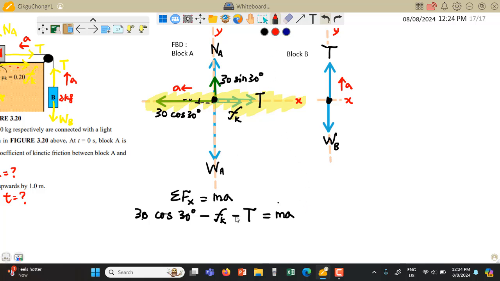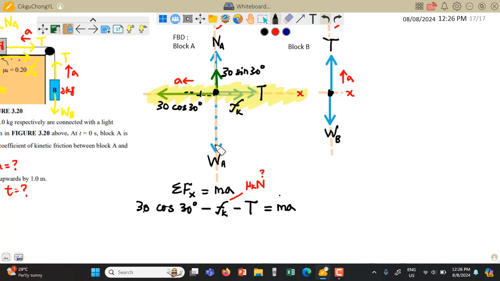Alright, so Fk is mu Kn, and the value of mu is already given in the question. Anyhow, we don't know the normal force acting on block A. So in order to solve this question, we need to determine the normal reaction force acting on block A. The normal reaction force is along the y-axis, so we write Newton's equation for the y-axis. But for the y-axis, there will be no motion, so we apply Newton's first law. Summation of force along the y-axis equal to 0.